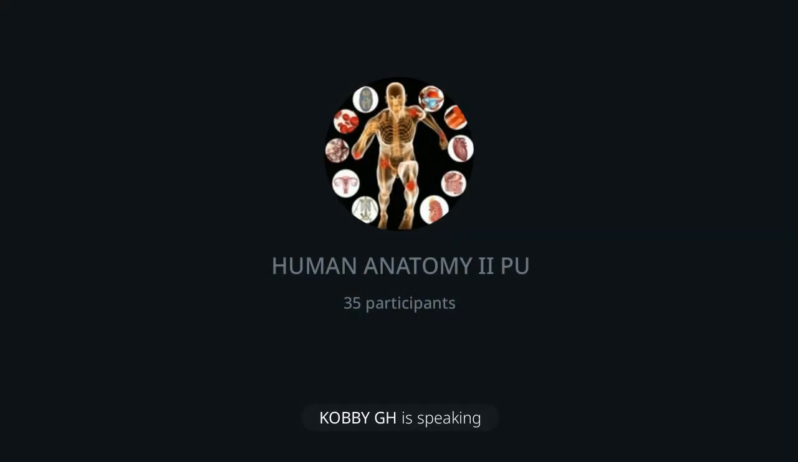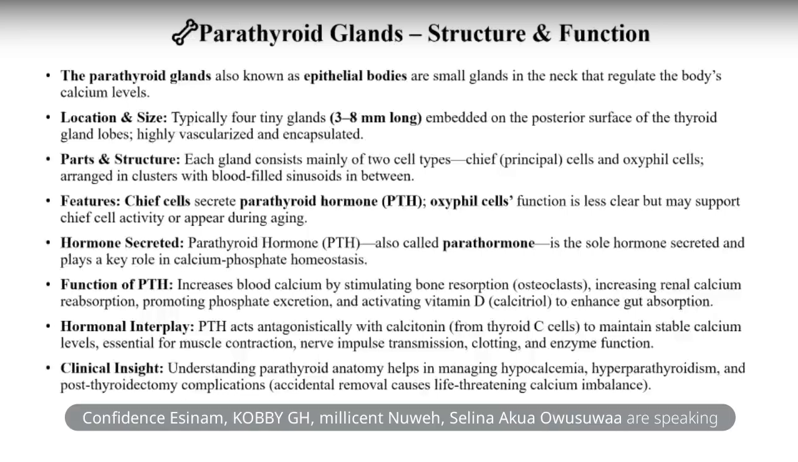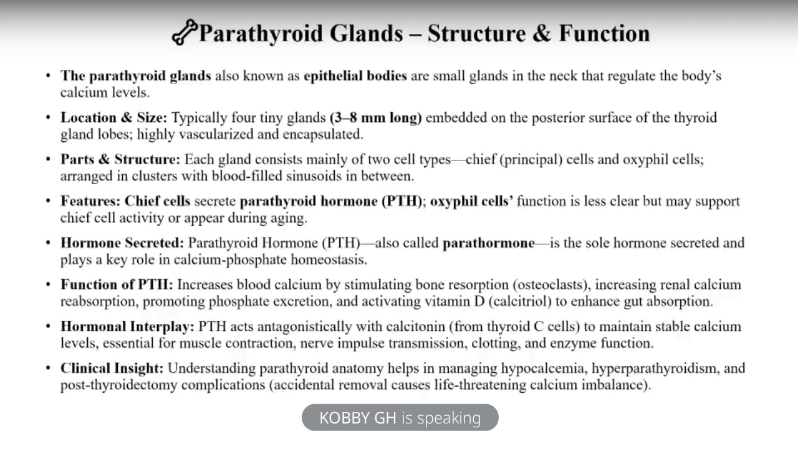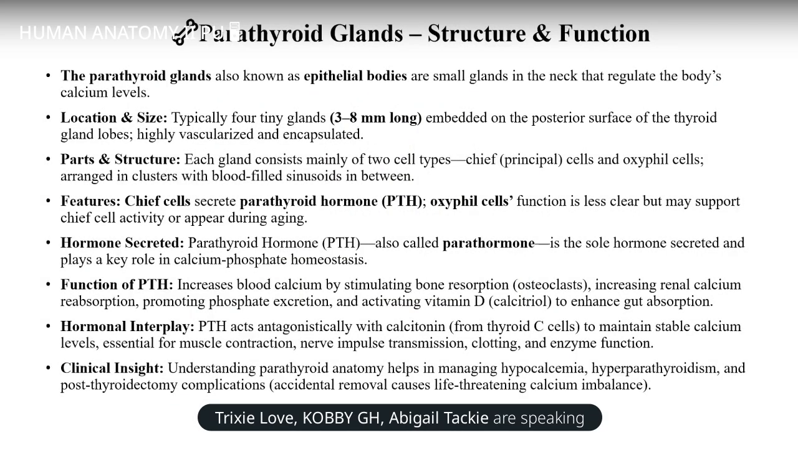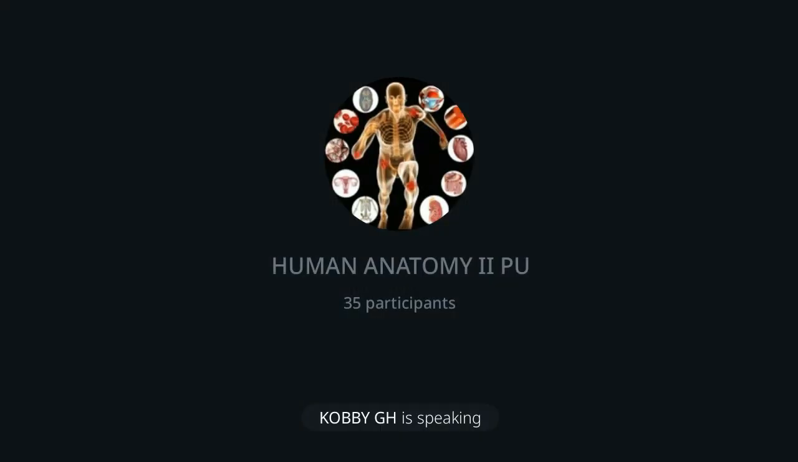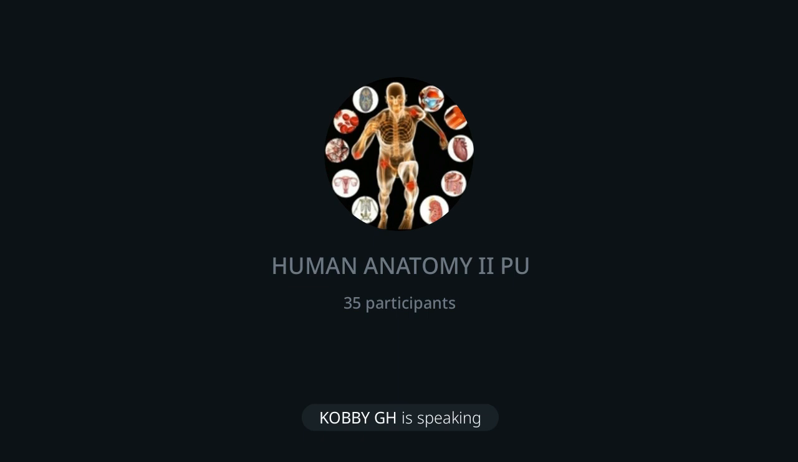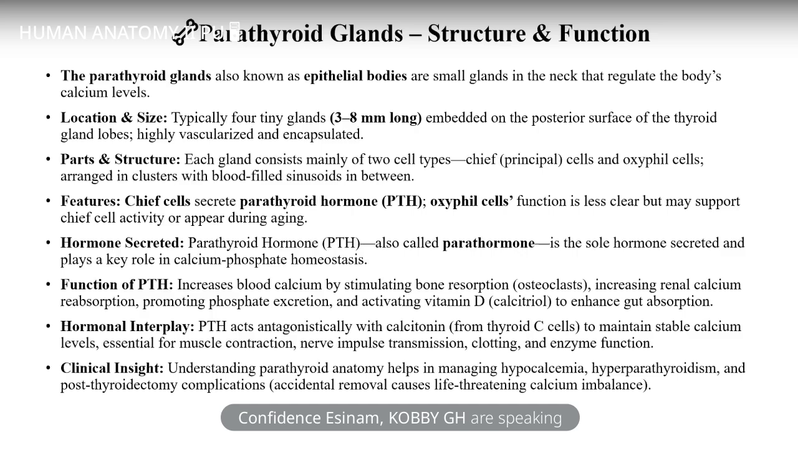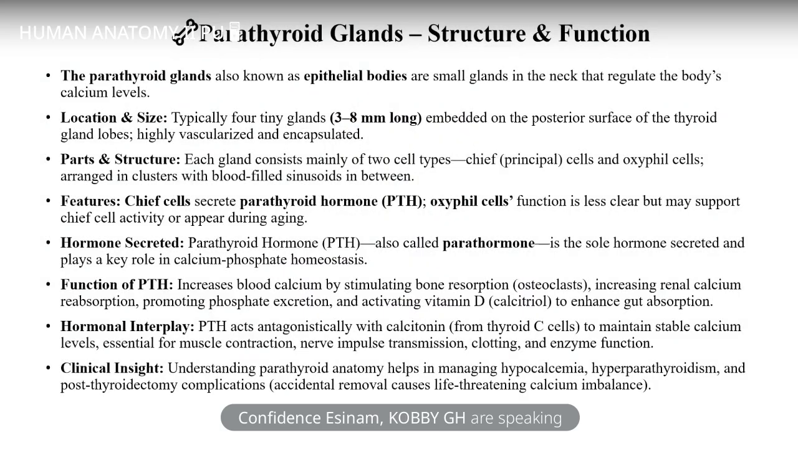How many cells do we have in the parathyroid gland? 2. Then when we ask you, how many are the parathyroid glands? 4. Good. See, it's a basic science question. How many are the parathyroid glands? 4. How many cells do we have in the parathyroid gland?